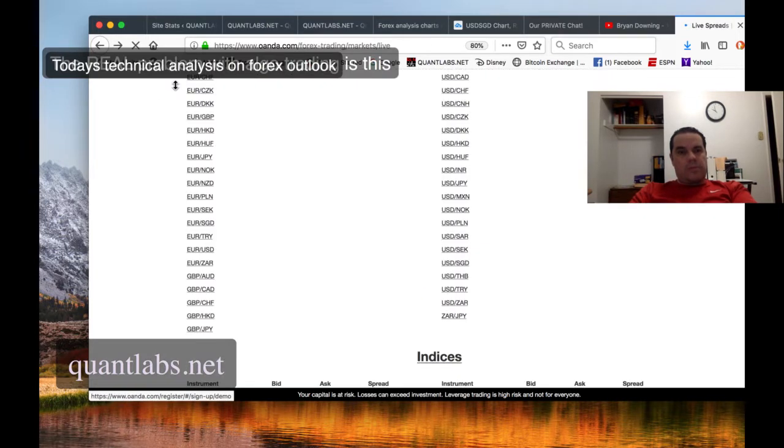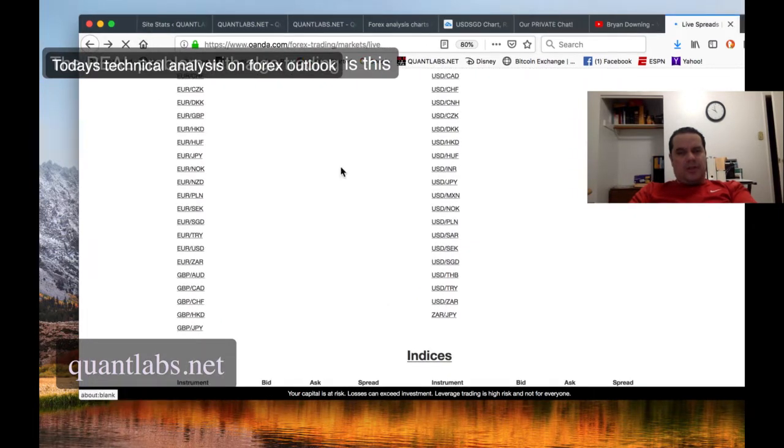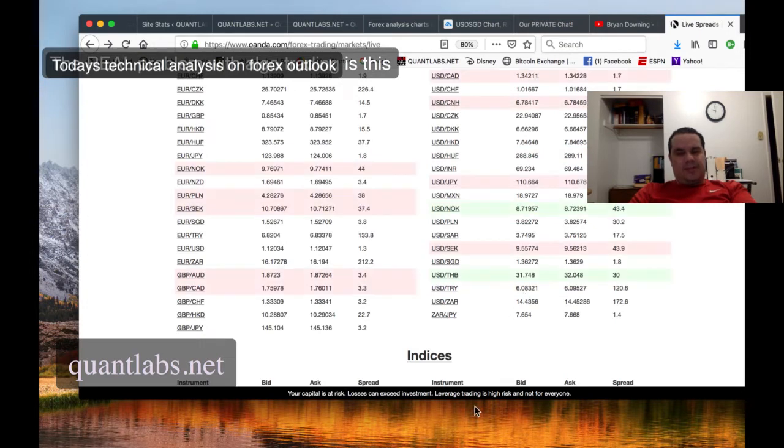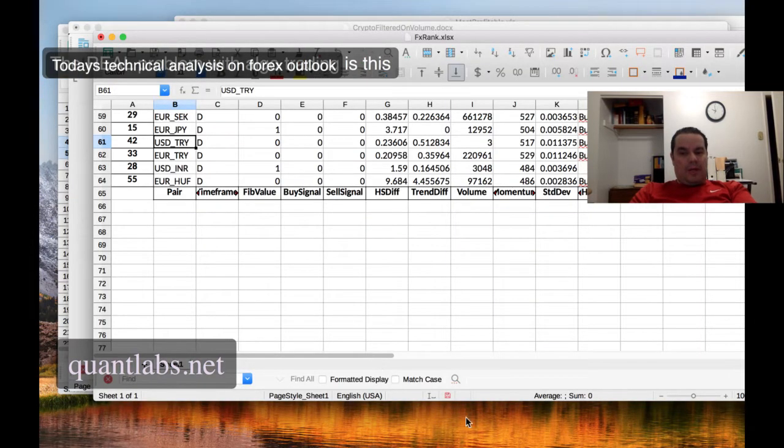Let's see, USD Turkish Lira. We have an opportunity here because the US dollar, Turkish lira is at 6. So that's a possibility for a long.